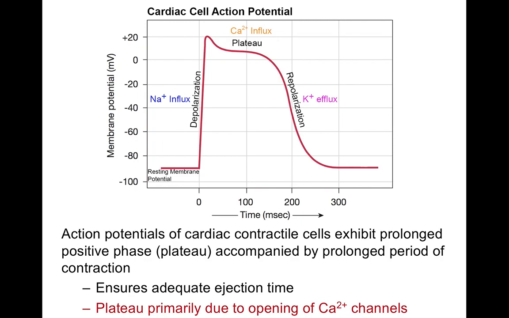This is accompanied by a prolonged period of contraction. So it's important that you have this prolonged plateau phase to allow a prolonged period of contraction. And this prolonged contraction phase ensures adequate ejection time, or adequate time to eject blood from the ventricles into the arteries. Make sure you understand that this plateau phase is primarily due to opening of calcium channels and calcium moving into the cardiac muscle cell.